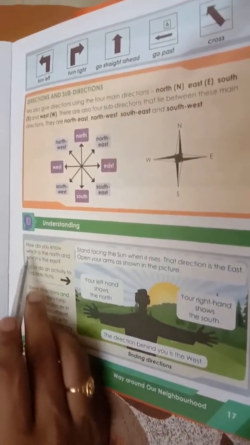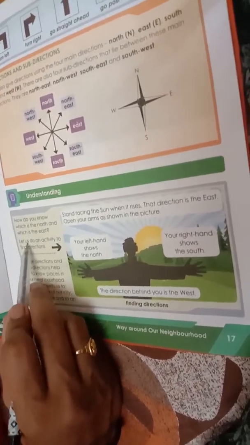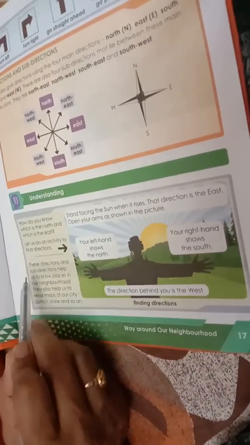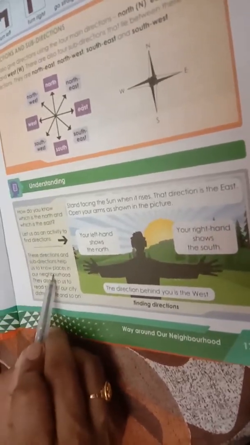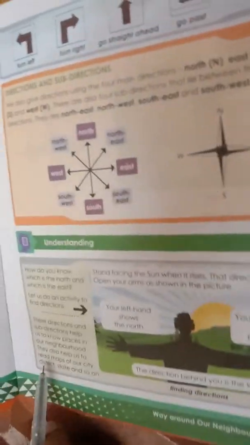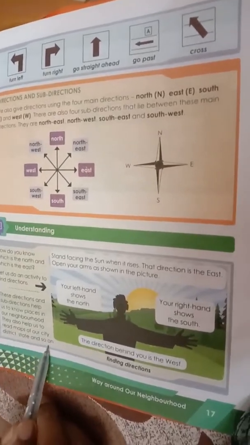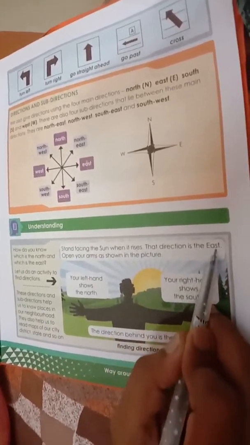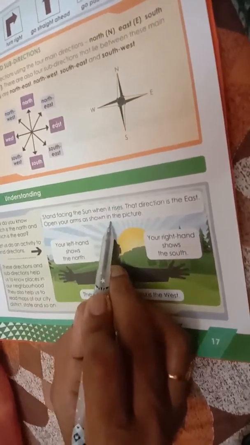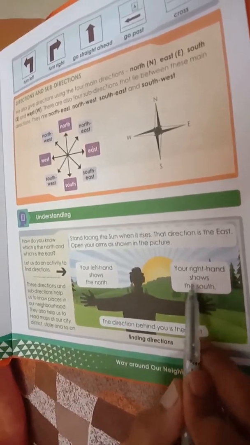Understanding, children? How do you know which is the north and which is the east? Let us do an activity to find directions. These directions and subdirections help us to know places in our neighborhood. They also help us to read maps of our city, district, state and so on. Facing the sun when it rises, that direction is the east. Open your arms as shown in the picture. Your left hand shows the north. Your right hand shows the south. The direction behind you is the west.